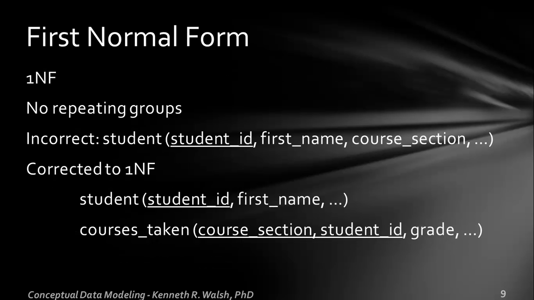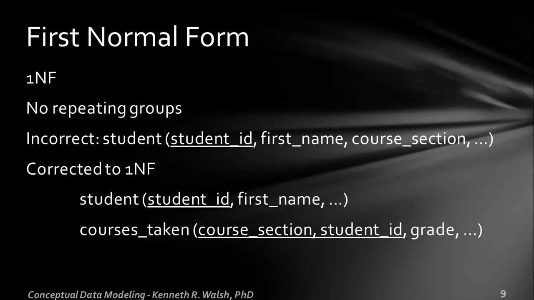First normal form means no repeating groups. That's the rule. So if we look at this incorrect example of a student relation, the name of the relation is student. Primary key, student ID. Another attribute is first name. That's all well and good, but when we get to the next attribute, course section, well, a student might be taking more than one course. So course section then becomes a repeating group.